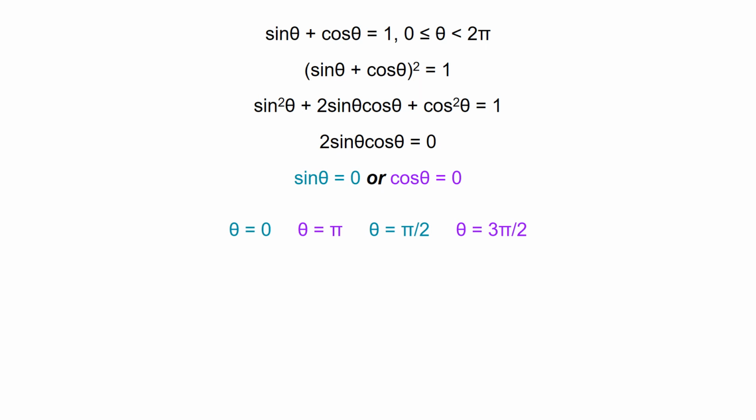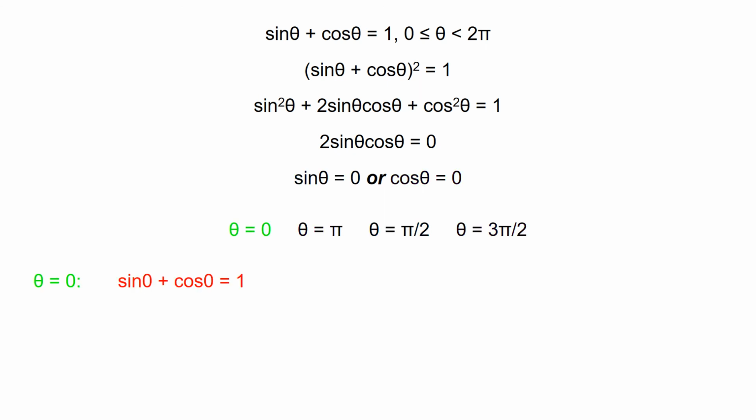If, on the other hand, cosine of theta is equal to 0, then given that theta must be between 0 and 2 pi, theta could either be pi over 2 or 3 pi over 2. We will test each of these possible solutions one at a time.